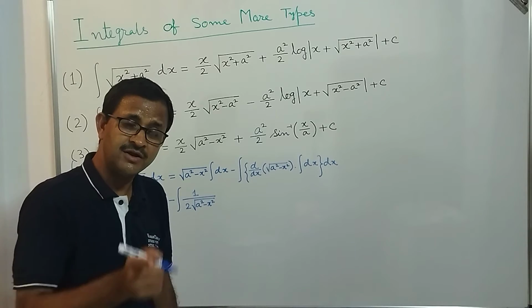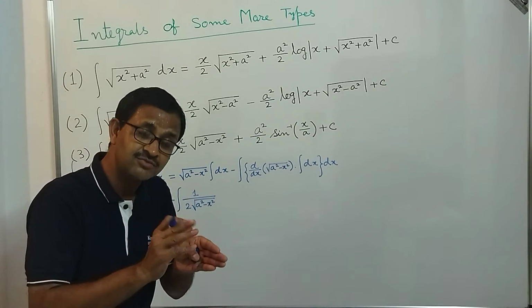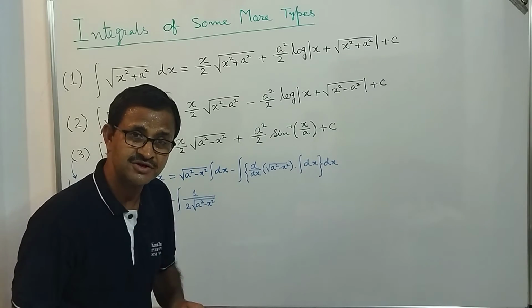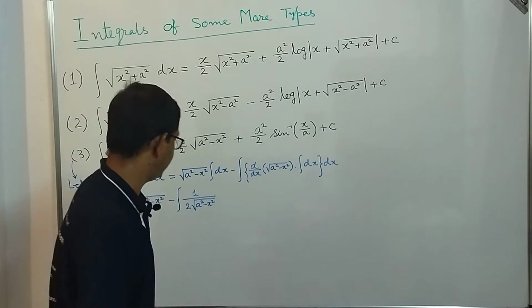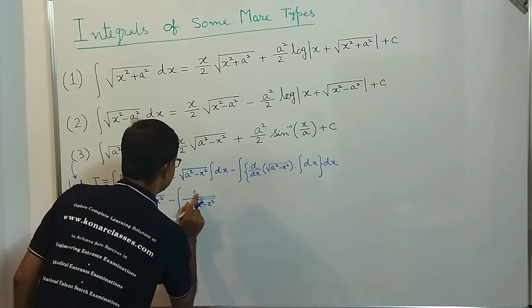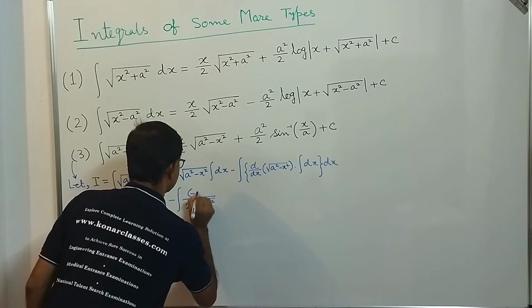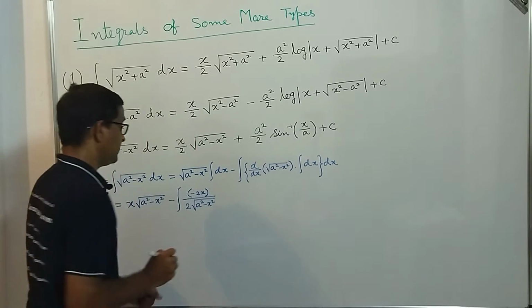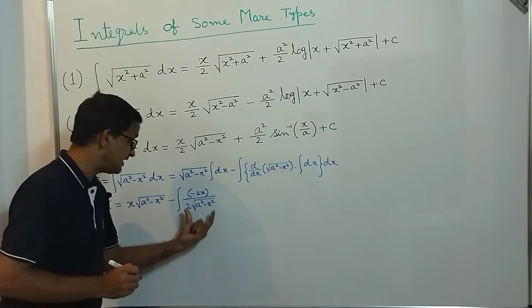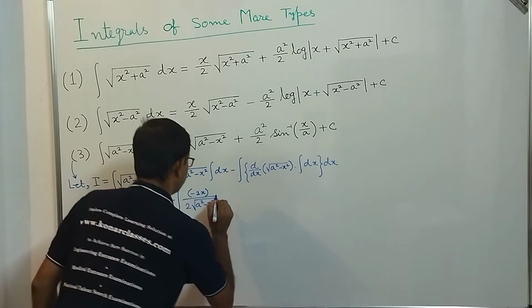Chain rule. What is d/dx of a square minus x square? d/dx of a square is 0 because a square is constant, minus d/dx of x square, that is 2x, that means minus 2x. So here we can write minus 2x. I hope all of you have a very clear idea about differentiation, hence I am not explaining in detail. And integration dx is what? x.